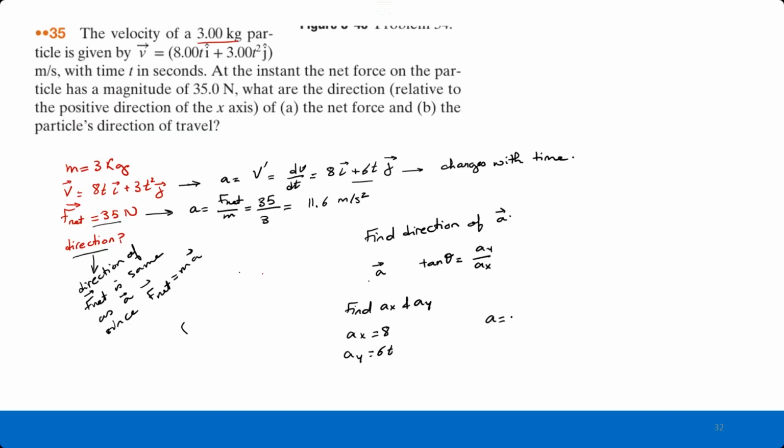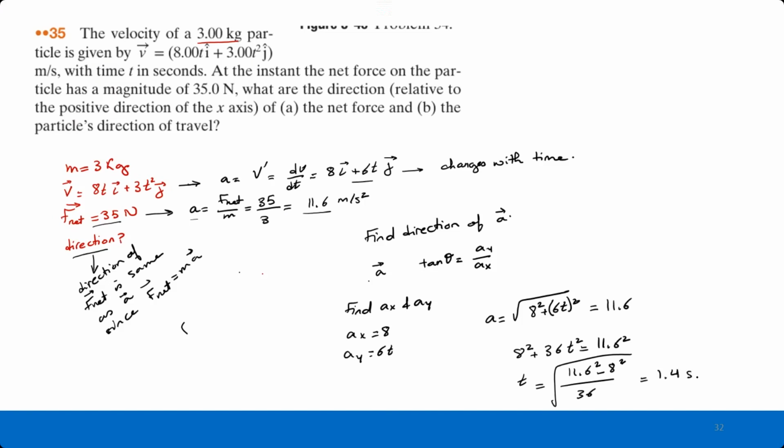How am I going to do that? I'll say A is equal to radical 8 squared plus 6t all squared. And this is also equal to the magnitude of the acceleration, which I got here, 11.6. Now I'll simply solve for t. I'll square both sides. I'll get t squared is equal to 11.6 squared minus 8 squared over 36. And then t is none other but the radical of all of these. I'll calculate these. And this will be 1.4 seconds. I found this time at which the acceleration is 11.6.